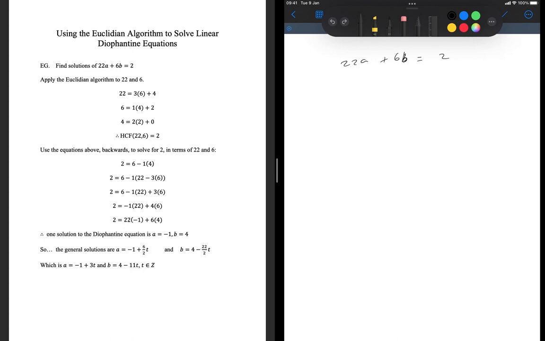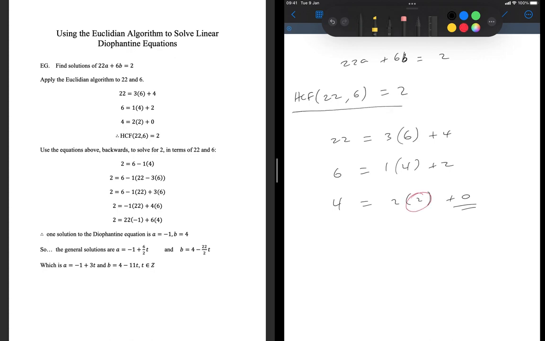Hopefully it'll make sense. Firstly, we're going to apply the Euclidean algorithm to find the highest common factor of 22 and 6. So we take the highest one and write it in terms of the smaller one. Then 6 in terms of 4 is 1 and 2 remainder. Then 4 in terms of 2 is 2 lots of 2 with remainder 0. And because we've gotten a 0, the previous remainder is our answer. So the highest common factor between 22 and 6 is 2.